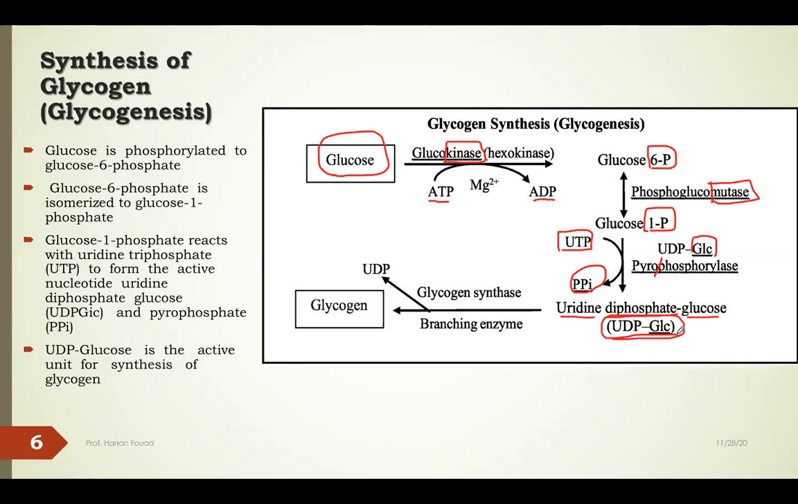Of course, the details of the steps are not required from you. The most important is the name of the enzyme and the regulation of the key enzyme. The key enzyme is glycogen synthase. Another enzyme which cooperates and helps glycogen synthase is the branching enzyme, which synthesizes glycogen. And the figure will be clear.